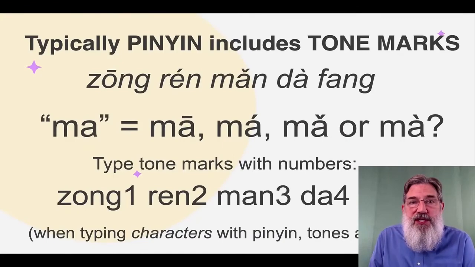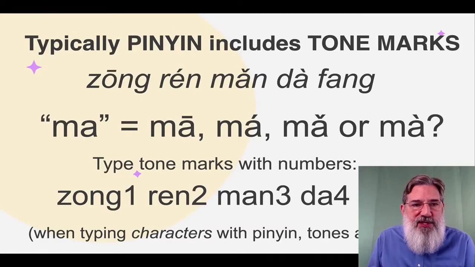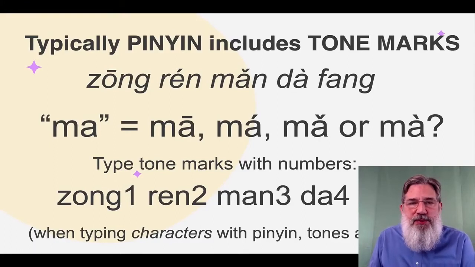Now, typically, pinyin includes tone marks. So it looks like this line I have here at the top. Zong ren man da fang. So you've got Chinese, you've got the different tone marks that look like you see there. Ma, ma, ma, ma. If you don't have any mark at all, just M-A, people won't know if you mean ma or ma, ma, or ma. They mean four different things.